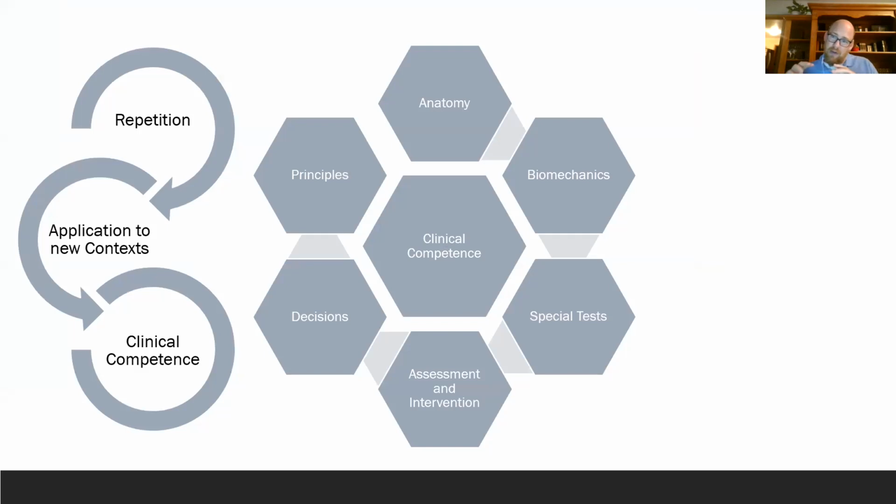When we have those steps down, what that allows us to do is to start thinking and making decisions, which is really what I want you to do when you're in the clinic with a patient.